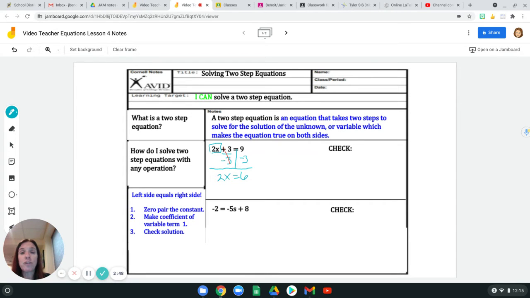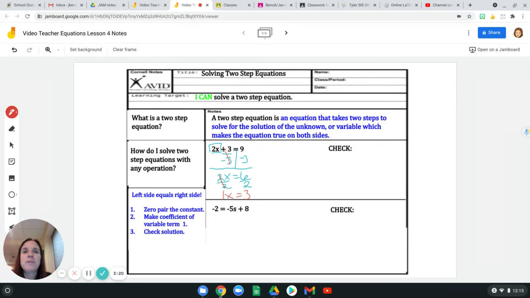We need the coefficient of our variable term to be 1. It's a 2. So how do we get 2x into 1x? We've got to divide by that coefficient, and we're going to divide by 2 on both sides. 2x divided by 2 leaves you with 1x. 6 divided by 2 leaves you with 3. All right, so we have a solution, we think.